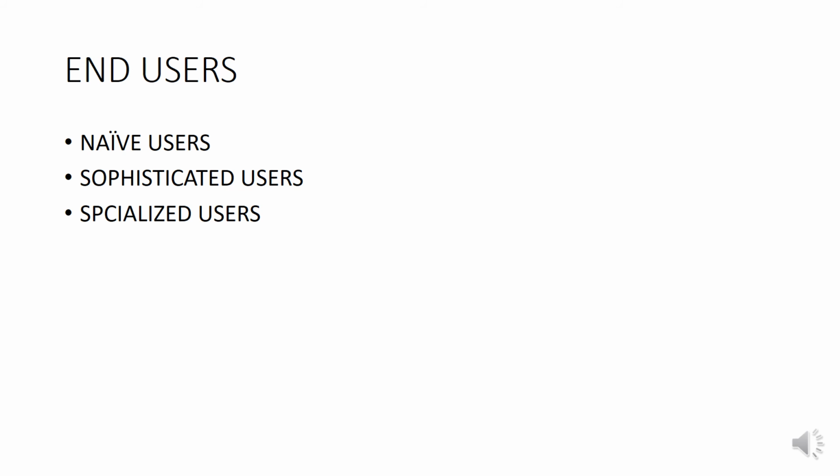End users. There are three types of end users: naive users, sophisticated users, and specialized users. Naive users don't know anything about coding or programming. They interact with the database through the interface that is created for them, which is completely filled with GUI, graphical user interface. Sophisticated users understand the capabilities of DBMS and know how to interact with it. Specialized users code everything and ask in a coded language for whatever they require from the data. They enter the request in the coded language and ask the storage devices.